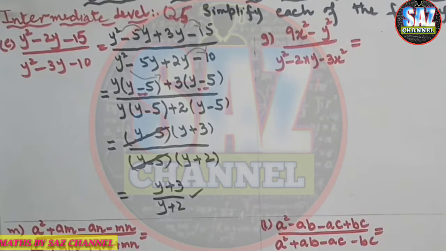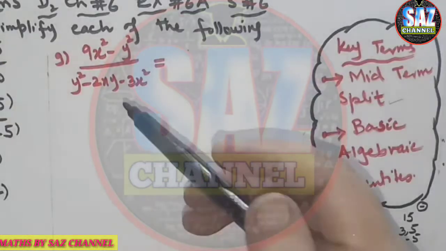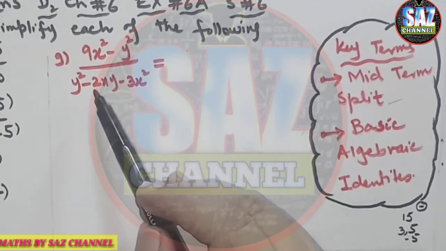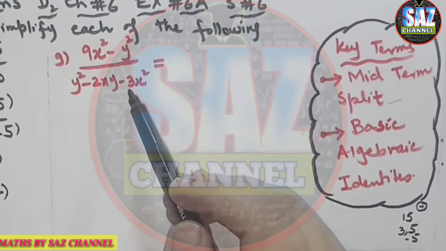I hope this question is clear to you. Let's move to the next question. Next question is (9x² − y²) upon (y² − 2xy − 3x²).